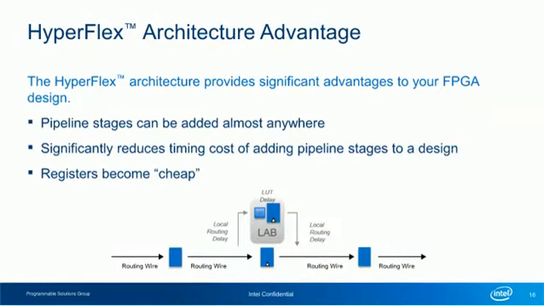So as a result, pipeline stages can be added virtually anywhere between two logic structures. And this can be done without incurring the timing delay of using a register in an ALM to do the same thing. In effect, registers become cheap as the cost to adding them to a signal path has been eliminated by the architecture.